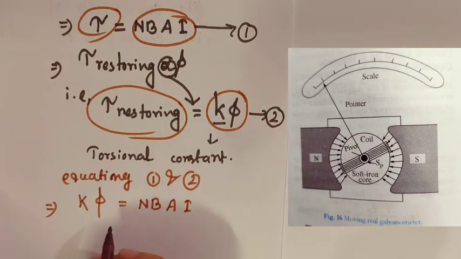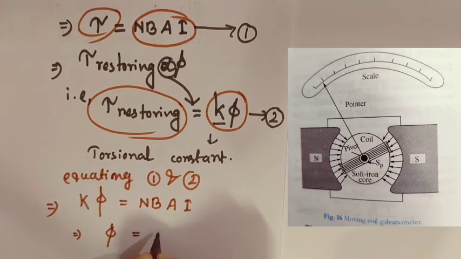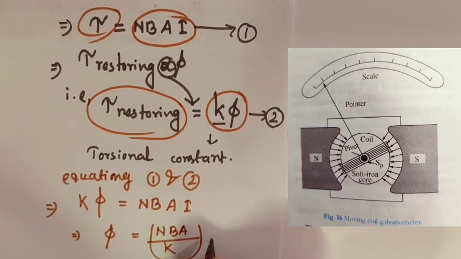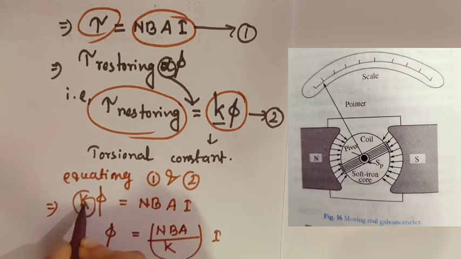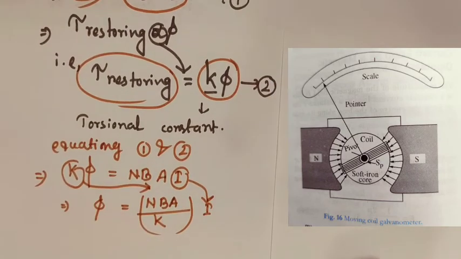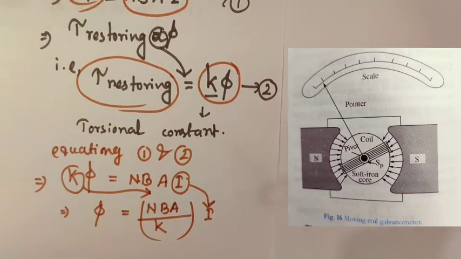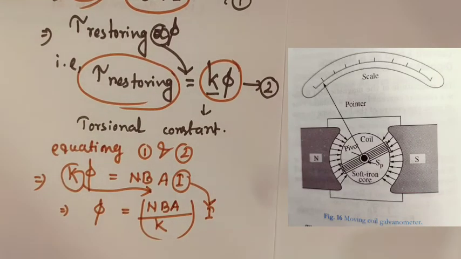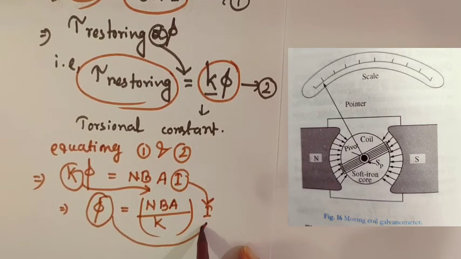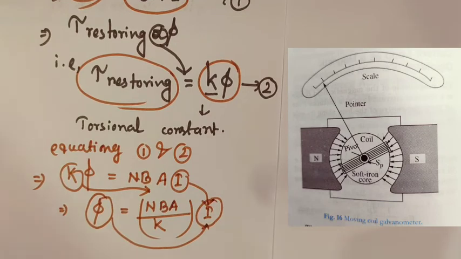Okay, and from here we can write phi is equal to NBA by K into I. So phi is equal to NBA by K times I. Thus the deflection phi of the galvanometer is proportional to the current. So from this equation we can see this phi is proportional to the current I passing through it. The deflection phi is indicated on the scale by a pointer attached to the spring. You can see from the figure.